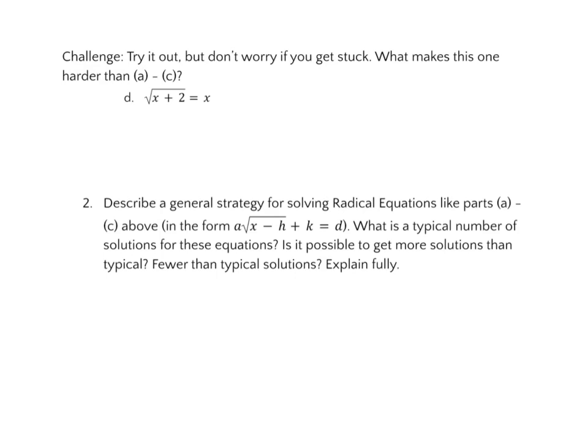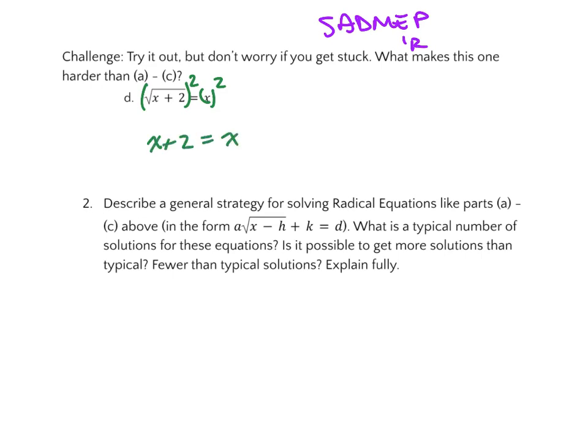Okay, so same thing with SADMAP. I don't have any addition or subtraction. I don't have any division or multiplication, so I'm going to move right to my exponent, my radical exponent situation. So to undo this square root, I'm going to square both sides. So I'm going to have x plus 2 equals x squared.